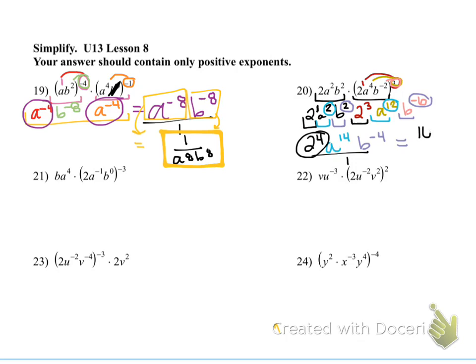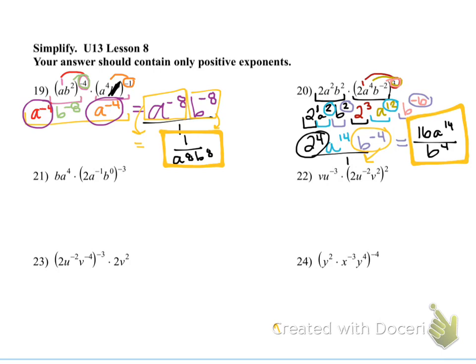So I've got 16, a to the 14th on top. But notice, my b to the -4th is on top. We've got to move it to the bottom to make it positive. So b to the 4th is on the denominator, and that is our final answer.